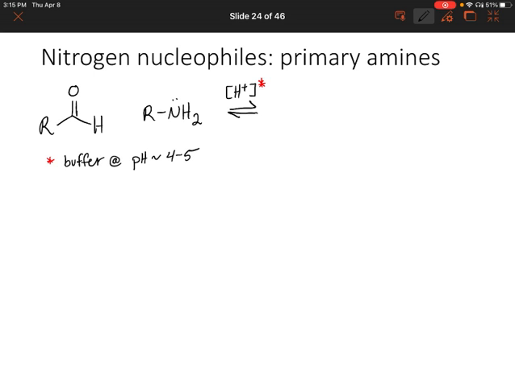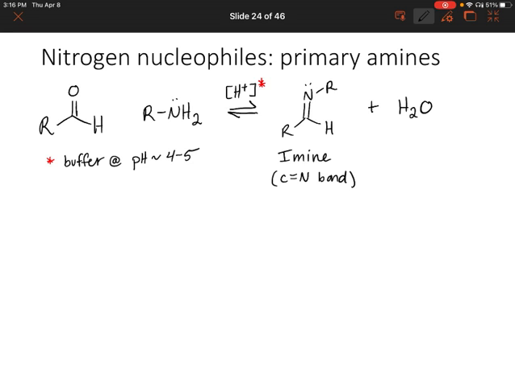So the products we end up with, we get something called an imine. So it sounds very similar to amine, but we've replaced that A with an I. And just notice in particular the carbon-nitrogen double bond. And then our other product is a water molecule.